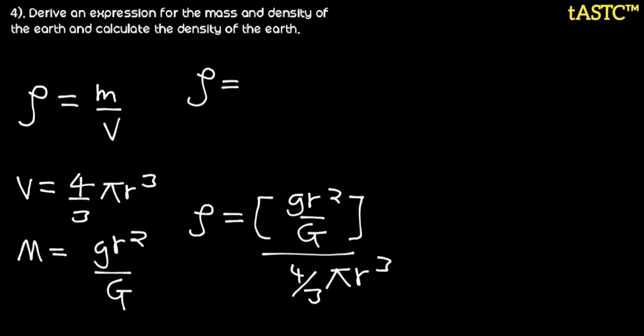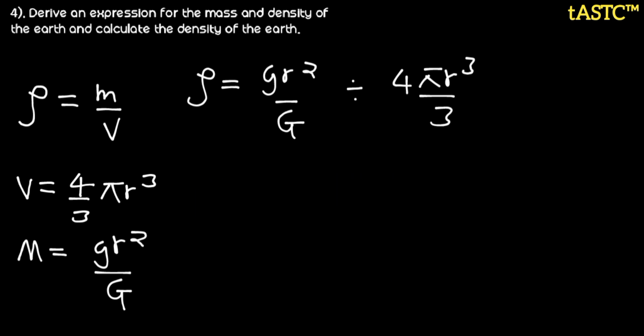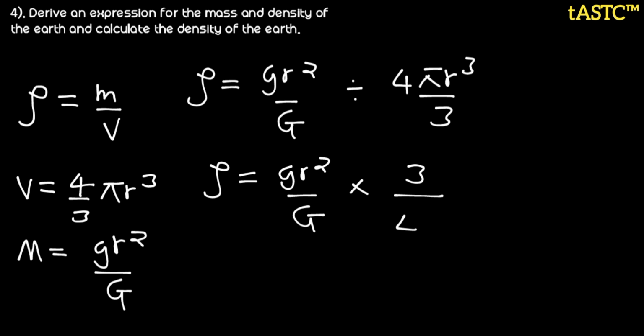So we need to rewrite this. That is going to be g r squared divided by G, and this will be multiplied by, well, I need to write it as a division, so this should be 4 pi r cubed divided by 3. So I could change this and write it as g r squared divided by G multiplied by 3 divided by 4 pi r cubed. Now the r squared is going to cancel some stuff out, which leaves us with one r below, and that is basically it.